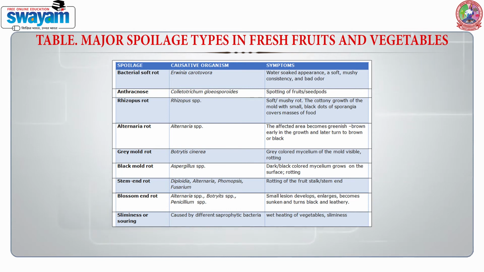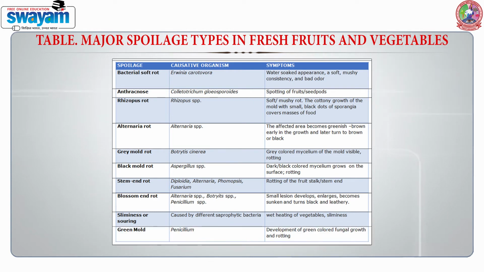Another type of spoilage is sliminess or souring, which is caused by a wide variety of saprophytic bacteria, and the symptoms are wetting of the vegetable, sliminess, and appearance. Green mold, which is caused by Penicillium, also develops green colored fungal growth and rotting of the fruits and vegetables.